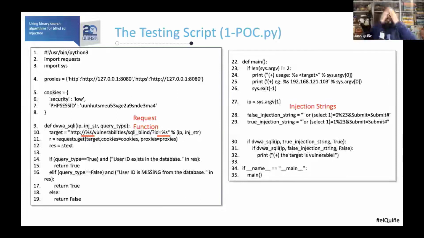Well, what I'm doing here is inserting the true injection string and the false injection string, and then I ask if the true injection string is valid. So I can validate the false and the true one. That means that the target is vulnerable.